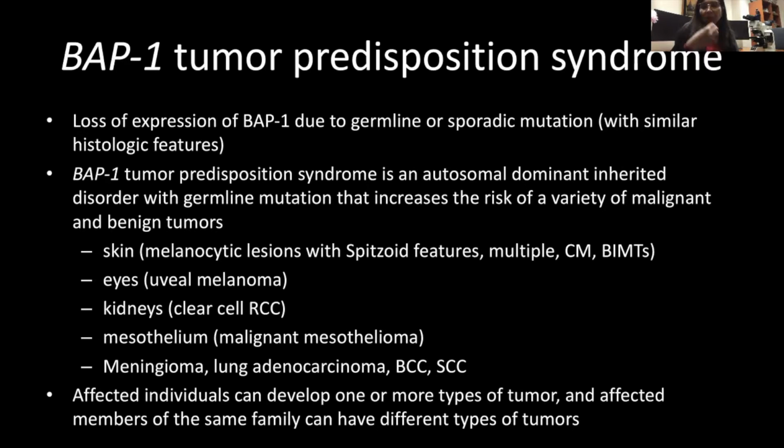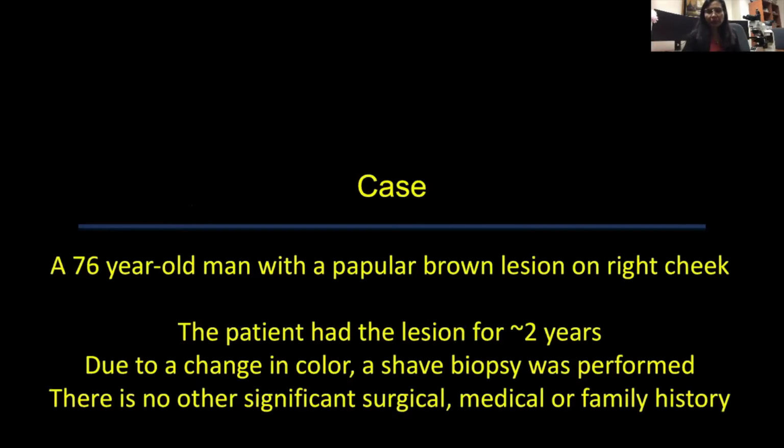But if it is a germline mutation-related lesion, this is an autosomal dominant inheritance disorder that will increase the risk of a variety of malignant and benign tumors. The affected individual can develop one or more types of tumor, as can his or her family members, including uveal melanoma, clear cell renal cell carcinoma, malignant mesothelioma, and lung adenocarcinoma. In the skin, most of the time those are benign lesions, as we see here, but there's always an exception.